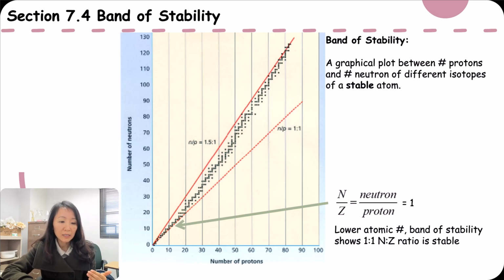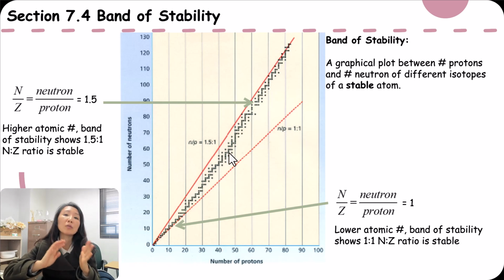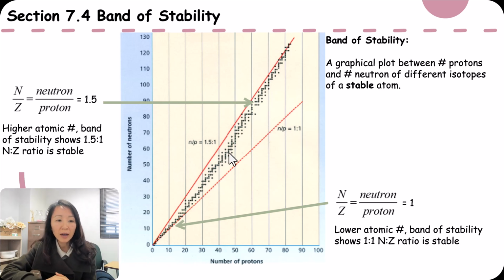But more towards higher atomic number, or higher proton number, you'll notice that they fall under the solid red line, and that has a ratio of 1.5 to 1, so a little more neutron than proton. So at higher atomic number, the band of stability shows 1.5 to 1. Everything in between are the isotopes that fall between 1 and 1.5 of the neutron to proton ratio.